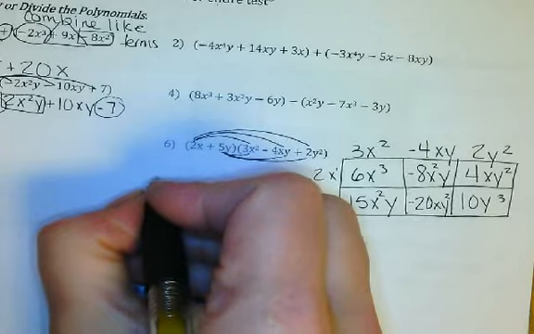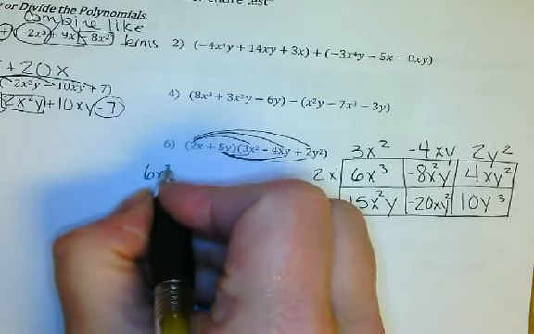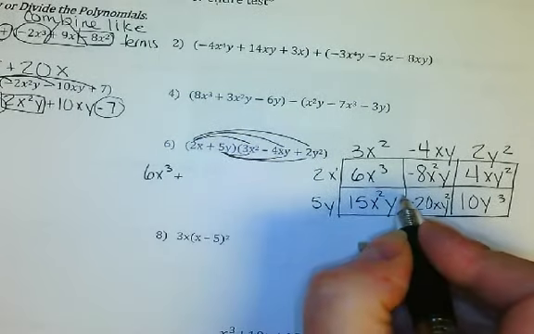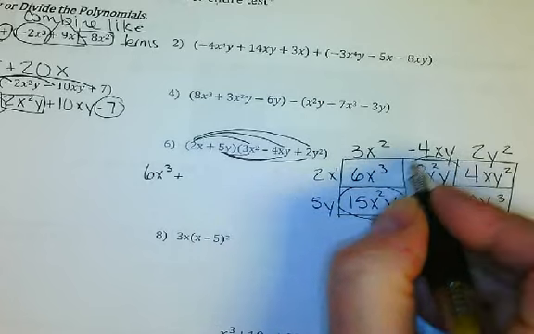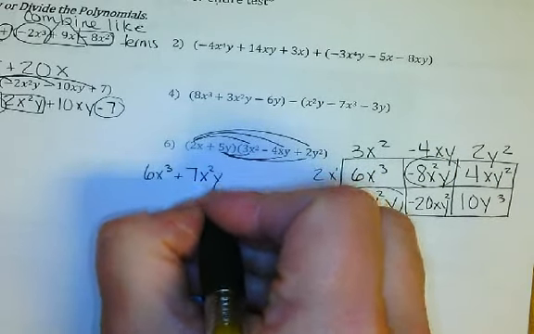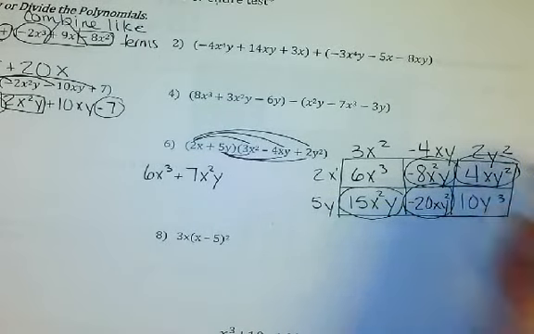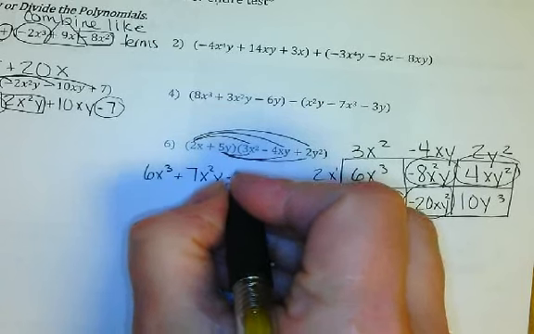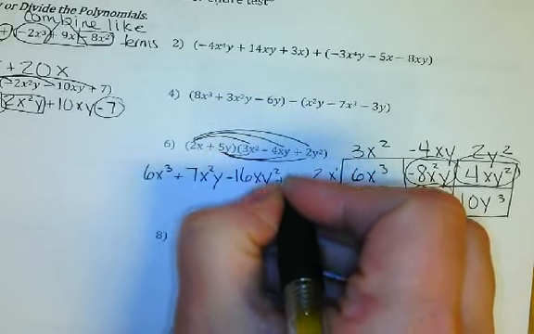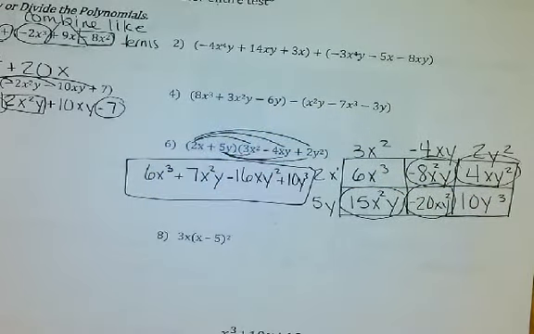Okay, so your final answer here would be 6x cubed plus, I'm going to combine these. That gives me positive 7x squared y. I'm going to combine these, and that gives me negative 16xy squared, and then plus 10y cubed, because there's nothing to combine that with.